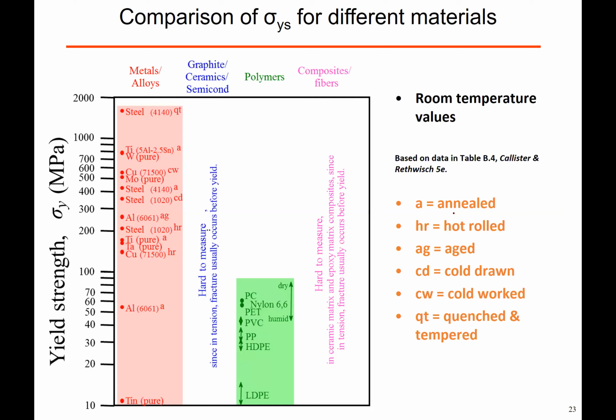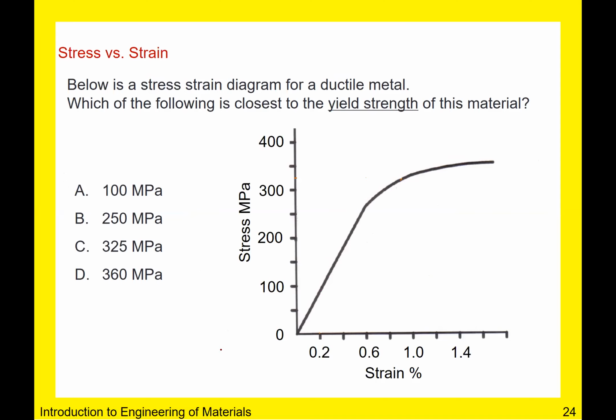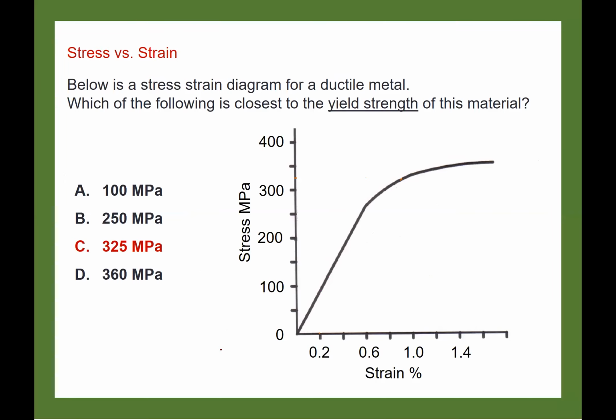And here are the yield strengths for different materials. You can see that the value is difficult to measure for ceramics for the reasons I've already talked about: it's actually difficult to make a specimen to even test the yield strength. Okay, in the interest of time, I will do this example.